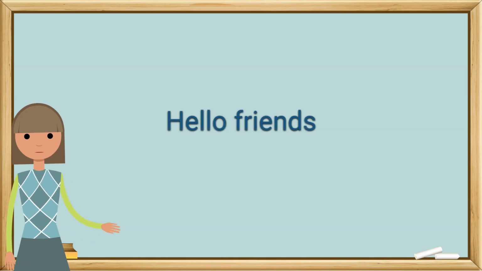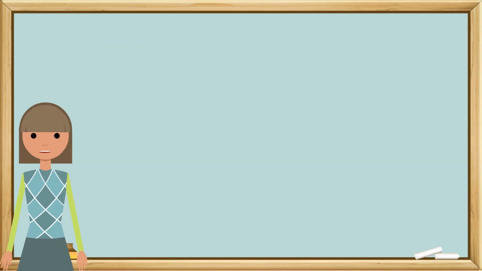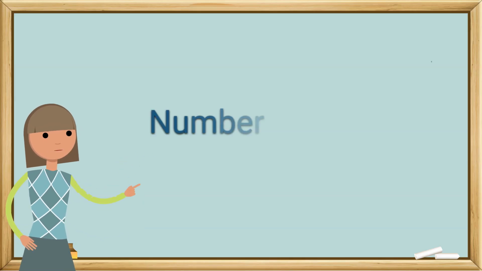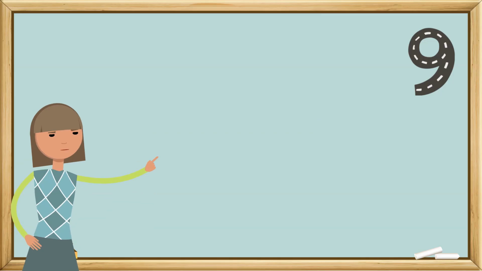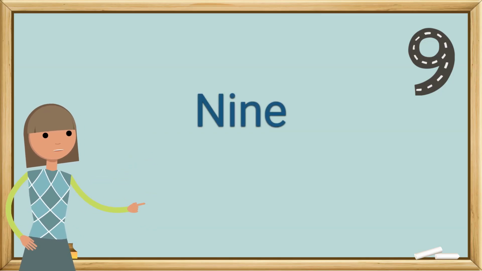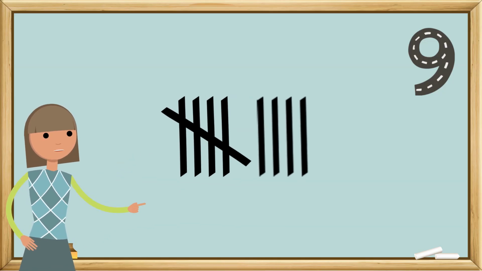Hello friends! Let's learn different ways to represent a number. Let's see some of the ways you can use to represent number 9. You can use letters and write the word nine. You can use tally marks and mark 9.